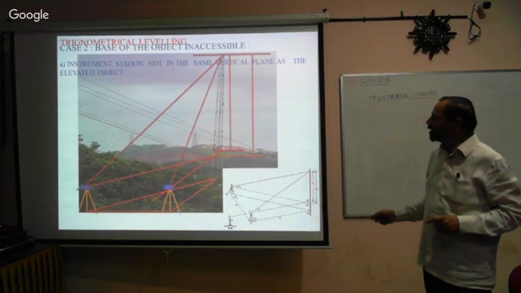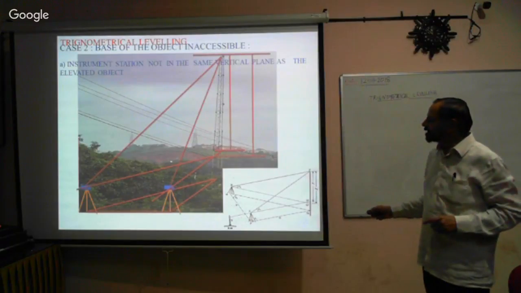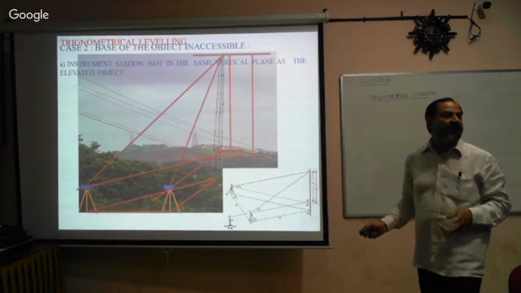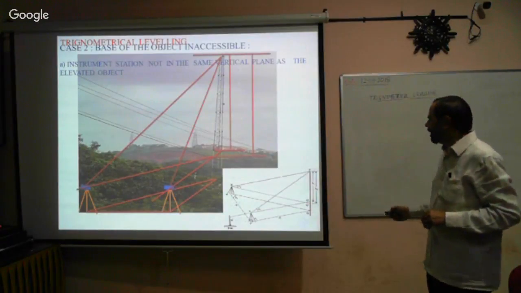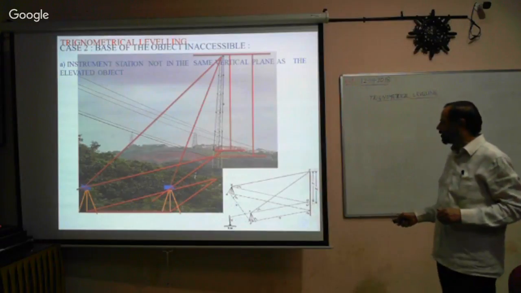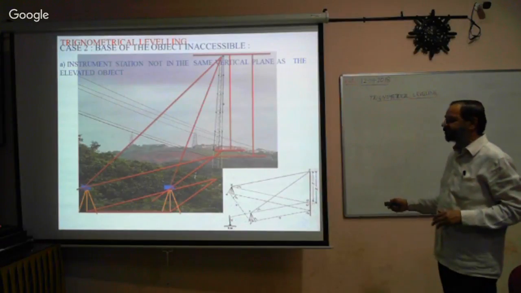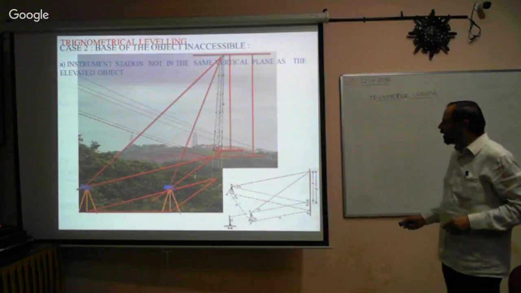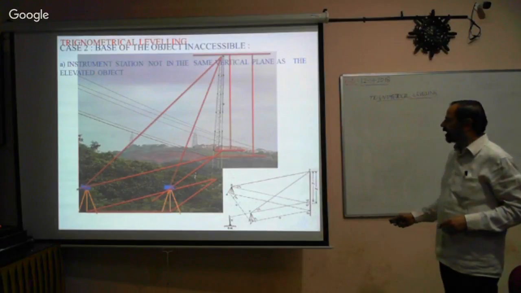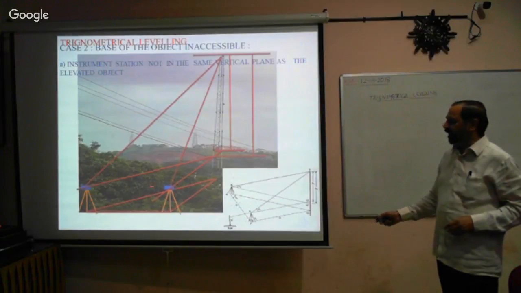Calculate this H. This is alpha 1, so it is D1 tan alpha 1. D1 tan alpha 1 is the height above the instrument axis, that is H1, from the first station. Similarly, D2 is calculated from the triangle in the base.